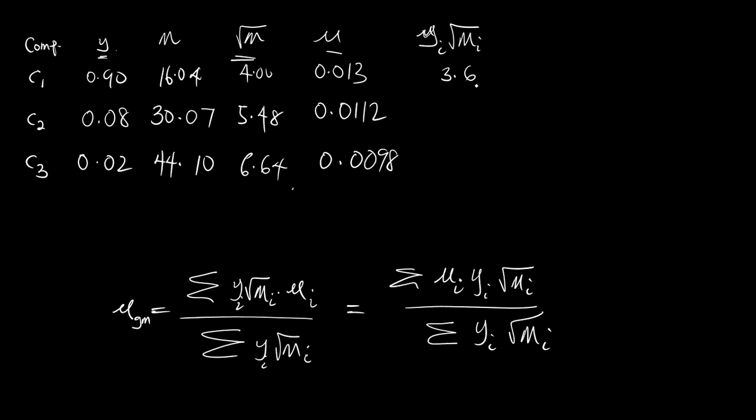Now 0.08 times 5.48 will give us 0.4384. Now 0.02 times 6.64 will give us 0.1328.